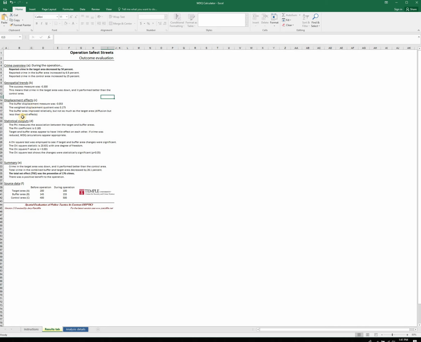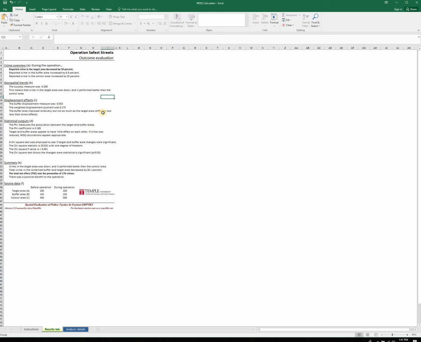If we look at the displacement area, what we'll see is that the buffer area improved relatively, but not as much as the target area. So what this means is that taking into account what happened in the comparison areas where we saw there was a 100 crime increase, crime in the buffer locations reduced as well. So although crime went up from before to during the intervention in the buffer areas, when we consider how much crime went up in the control areas, we actually see that the buffer area improved relative to the control area. And so what we can say here is that there was no crime displacement.